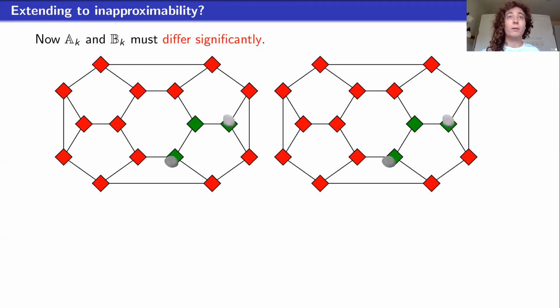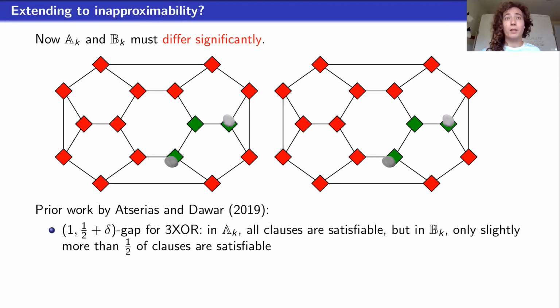The two structures have to be vastly different and only the same in some small patch of consistency where the pebbles are. And this isn't the first paper to face these challenges. There's one prior work by Atserias and Dawar in 2019. It's considered the 3-XOR problem, which is like 3-SAT, except you have XOR clauses instead of SAT clauses. And what they showed was a 1, 1/2 plus delta inapproximability gap.